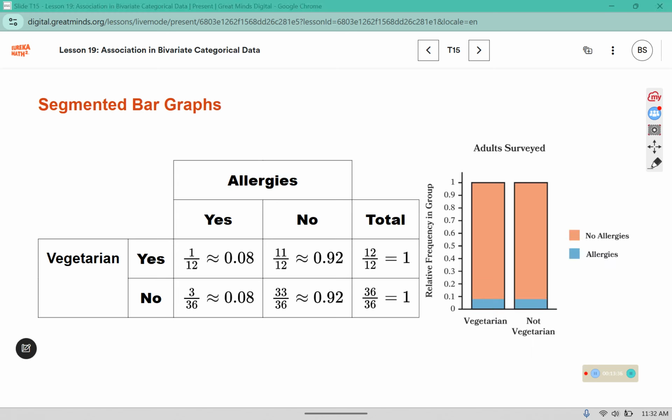Just like we were able to display quantitative data using a scatter plot, we can display qualitative data using what's called a segmented bar graph. So here we see that there is just under 0.1 that have allergies, regardless of whether or not you're a vegetarian. Those quantities are the same. Then the no allergy section is the same, regardless of whether you're a vegetarian or not.